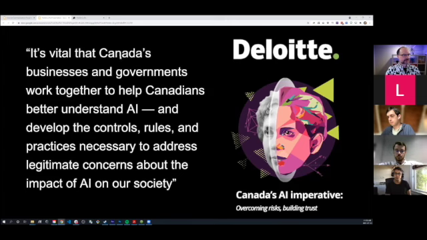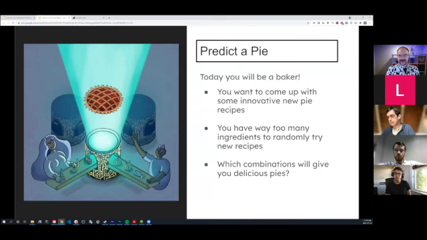Yeah, so I'll give you the quick version. As I was saying, story time. We want to involve youth in these activities in a way that they can relate to. This activity is aimed at high school students, but we can adapt it to younger or older groups. We tell them that they're going to be a baker and they want to come up with some innovative new pie recipes. But you've got way too many ingredients to just randomly try them. So we're going to make an AI try them for you and come up with some ideas for some recipe combinations that might work.